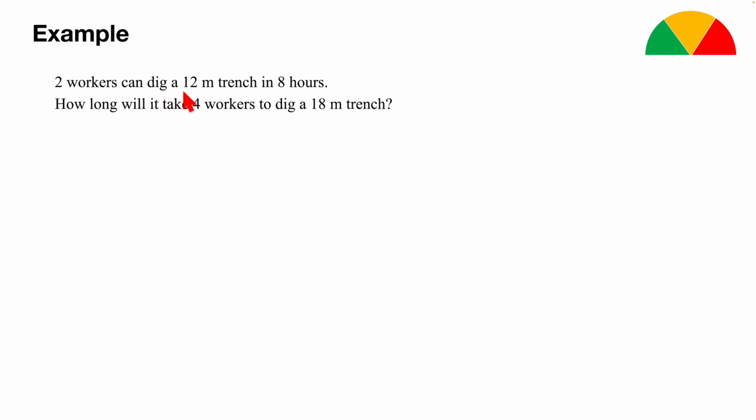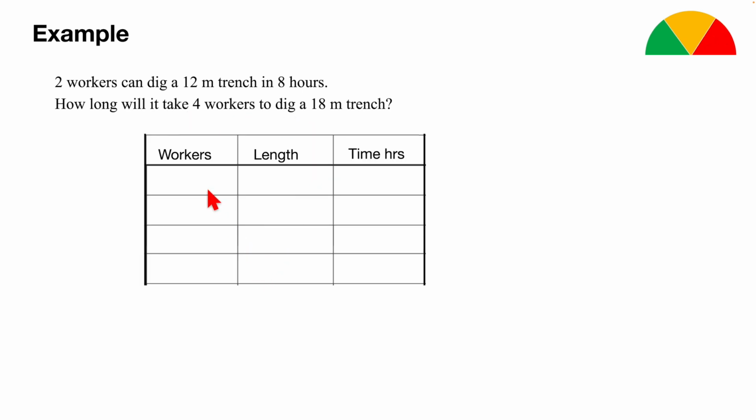2 workers can dig a 12-metre trench in 8 hours. How long will it take 4 workers to dig an 18-metre trench? Right, here's my table. Workers, length, time. Put in the data. 2 workers, a 12-metre trench takes 8 hours. Right, okay, first of all, I'm going to mark these. Increasing workers reduces the time. The length of the trench, obviously, will increase the time.